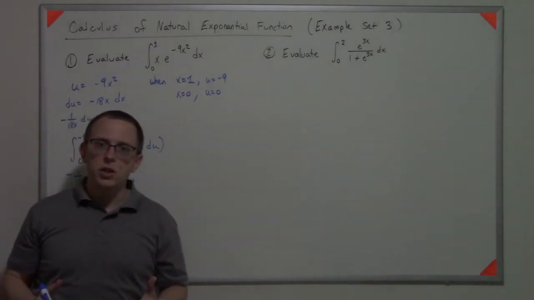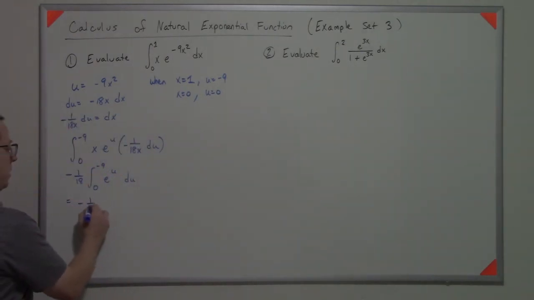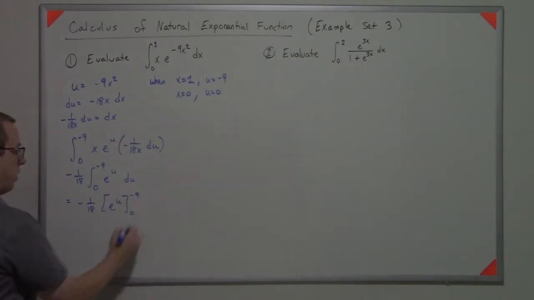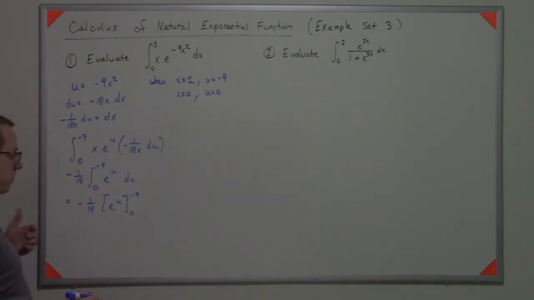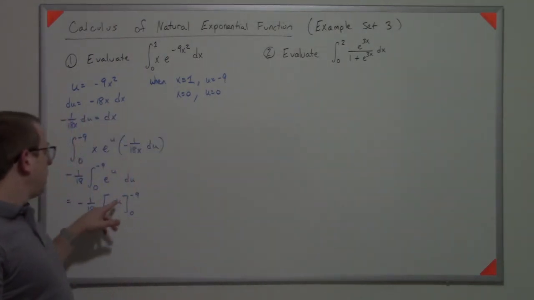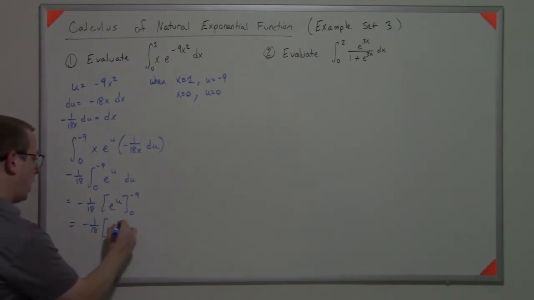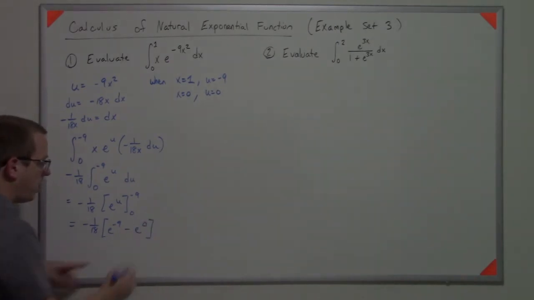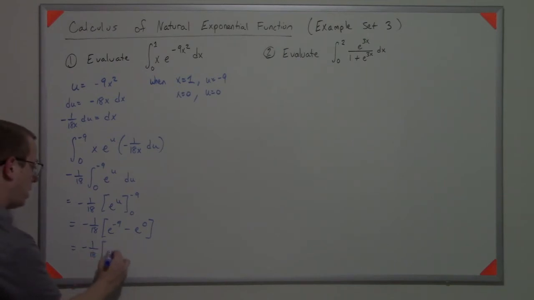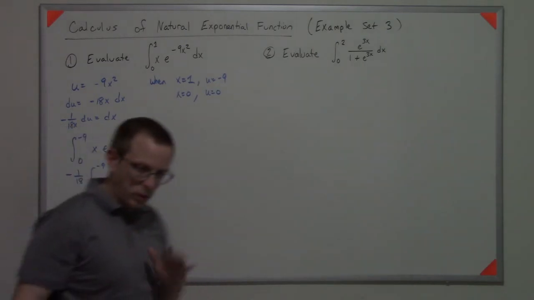Now remember, an antiderivative of e to the u is just e to the u. So we get negative 1 over 18 e to the u from 0 to negative 9. So when u is negative 9, let me just plug in here. We get e to the negative 9 minus e to the 0. Now e to the 0 is 1. So we get negative 1 over 18 times e to the negative 9 minus 1. Now this is a perfectly fine answer.